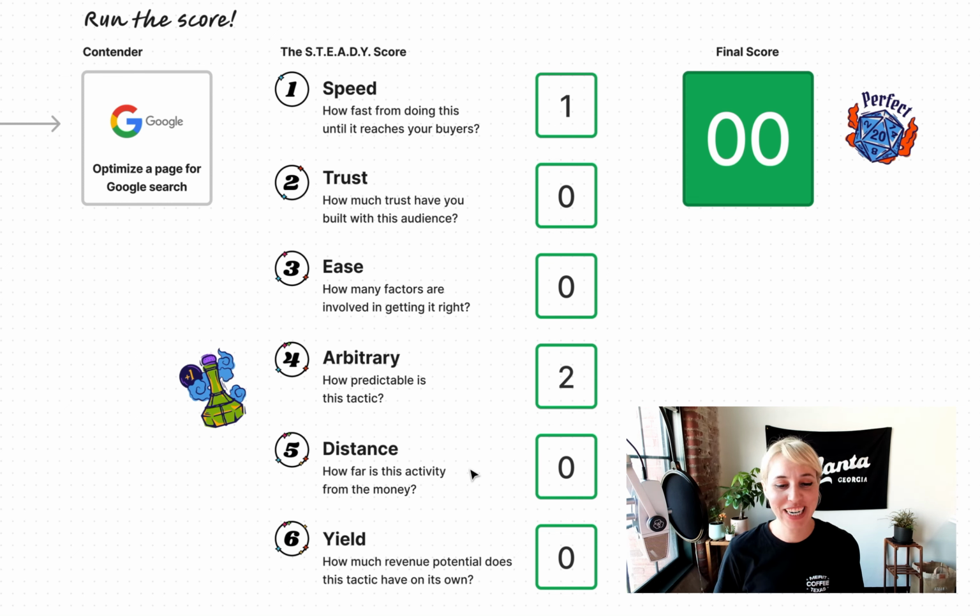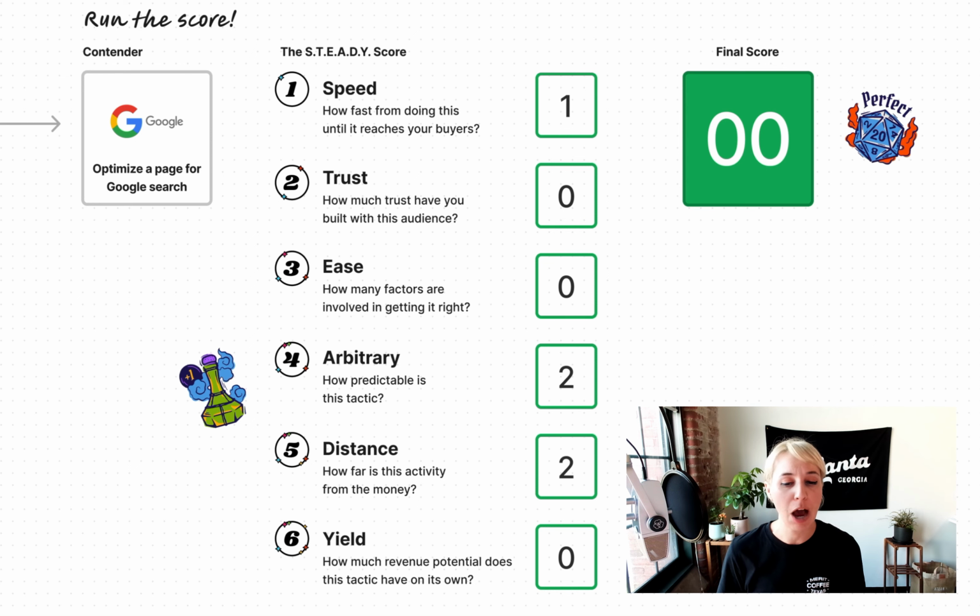Distance. How far is this activity from the money? It's a little far, right? People have to go to the search result, then they have to make it to your website, they have to find your lead form, and then they have to submit that in order to become a lead. It's not the farthest though. We have other activities that are farther from the money. So I'm gonna put this at a 2 as well.